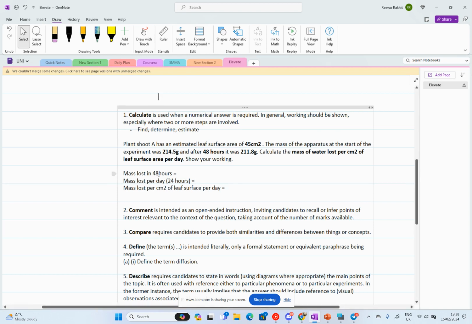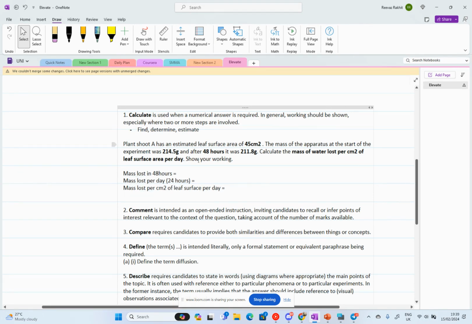So here, mass loss in 48 hours. How you're going to do it? You take the before, then you take the after, you minus it off, and you'll get a value here. So 214.5 minus 211.8. Punch it in your calculator, you'll get a number. And remember to include your units. So whatever grams, you'll get some mass in grams. If you want to be more specific, you can go mass loss in 48 hours, bracket in grams. You can be extra and do that. No one's stopping you.